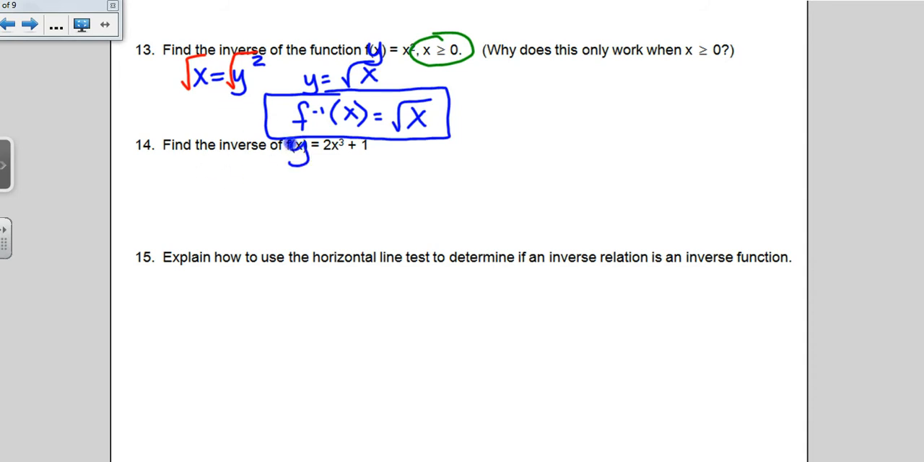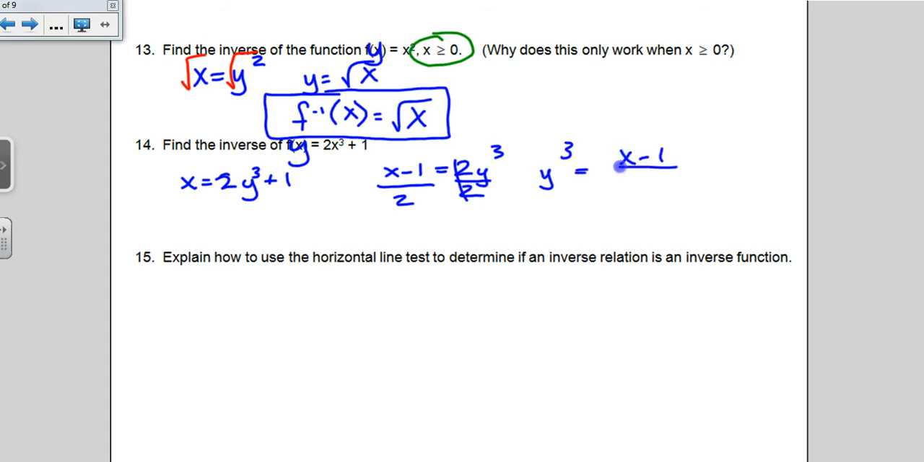So again, f of x is really just y. So the first thing we're going to do is switch our x and y around. So x equals 2y to the 3rd plus 1. Okay, again, it's not linear, so I'm not going to work too hard to simplify this. I'm just going to do the best I can. I'm going to subtract the 1. So I end up with x minus 1 equals 2y to the 3rd. And then I'm going to divide both sides by 2. Now, notice I'm going to use a big fraction bar again this time. So we have y to the 3rd equals quantity x minus 1 over 2.